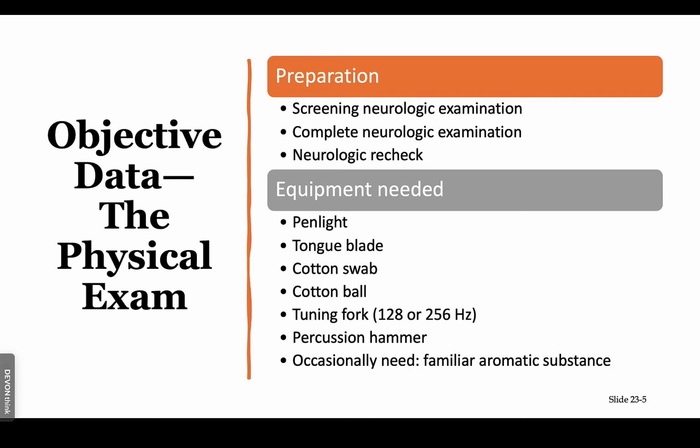Equipment needed is you absolutely need a pen light, you'll need a tongue blade, a cotton swab, a cotton ball, a tuning fork, a percussion hammer, and occasionally you'll need something for testing olfactory. But honestly, we don't really test olfactory unless it's something specific, like if we think the patient has a specific type of tumor or something of that nature.